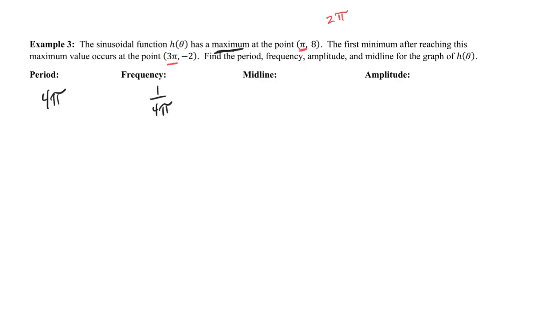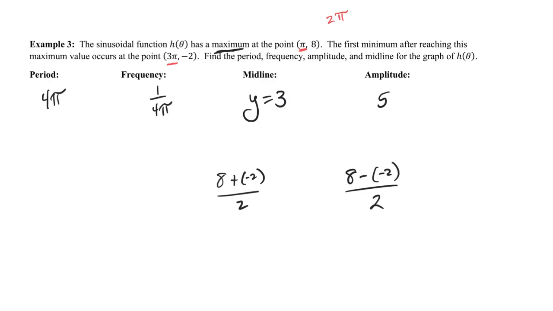Midline. So this is the part where you might want to do what I told you in the last slide there. Add them together, cut them in half. Find the average. So I got 8 plus -2 over 2. And what is that going to give me? Y equals 3. And from there, you can go, okay, well, how far do I have to go from 3 to get up to 8 or from 3 to get down to -2? And you could say 5, but you could do this, 8 minus -2 over 2. That becomes 8 plus 2 divided by 2 is 5.